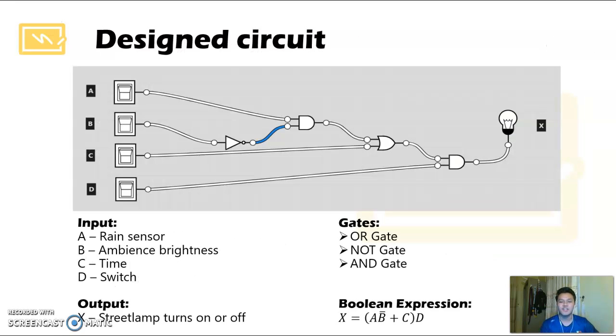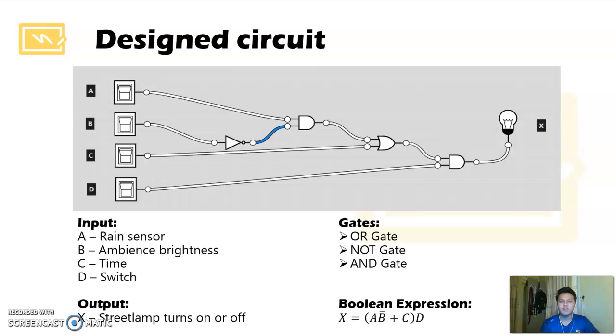Next is the design circuit. Below is the diagram for the circuit that I designed. As you can see, there are 4 inputs A, B, C and D, and 1 output which is X. The inputs are A for the rain sensor, B for the ambience brightness, C for time, and D for the main switch. The output is whether the street lamp will turn on or turn off.